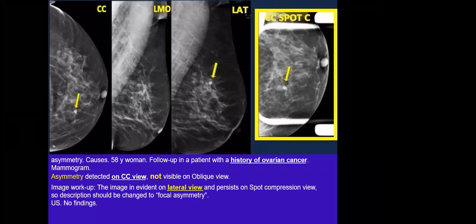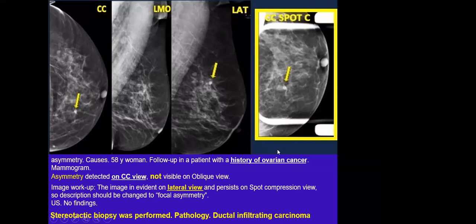Stereotactic, yes. So a stereotactic biopsy was performed and pathology showed invasive ductal carcinoma. You have to consider the patient history. You should not say, I'm going to follow the patient. You want to pick up the cancer as early as possible.